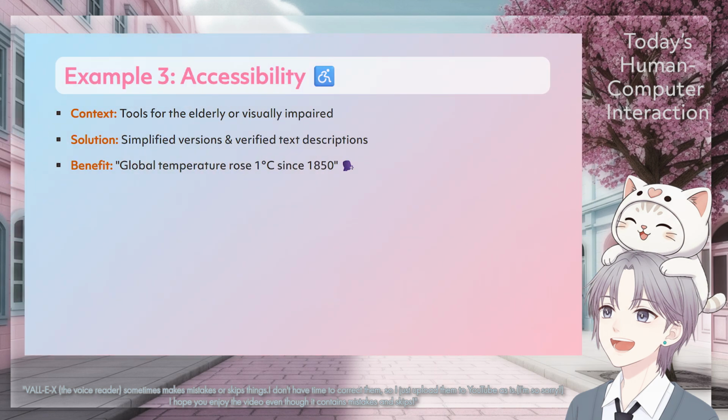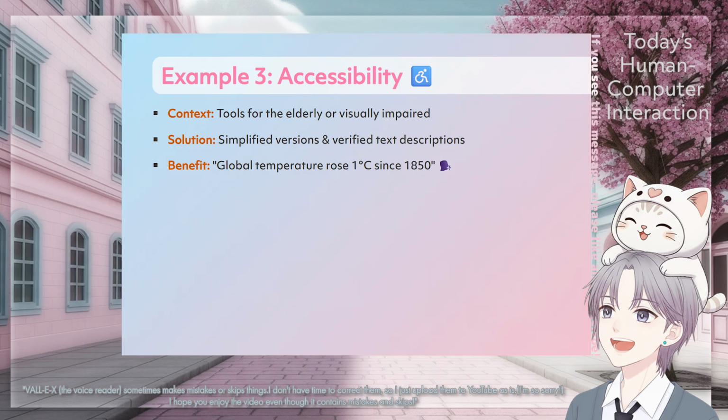Third, and this is very important, is accessibility technology. This is for the elderly or people with disabilities. A complex scientific chart is often impossible for a screen reader to describe to a blind person. Using this method, improvers can create a simplified version or a text description that explains the key trends, and the scientists verify it. So a voice assistant could say, the graph shows that global temperature has risen by 1 degree since the year 1850. This makes sure everyone, no matter their ability, has access to the same high-quality facts.